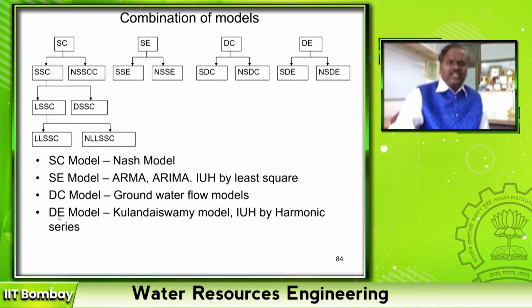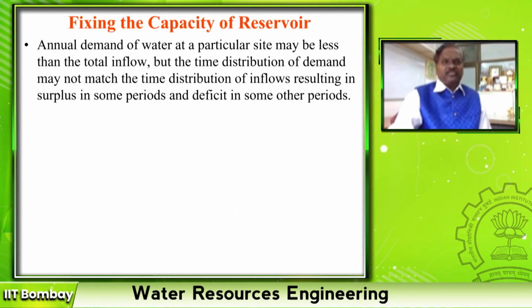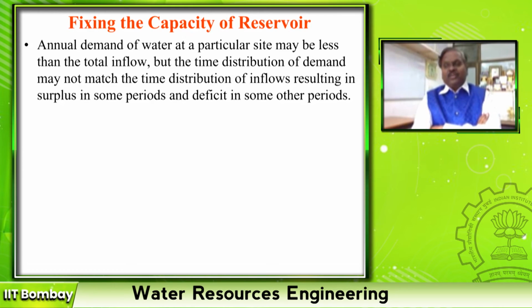Then deterministic empirical models, like the Kulandaiswamy model, who was my teacher when I was studying. Kulandaiswamy model, IUH by harmonics. They are all deterministic empirical models, right? So these are all different types of hydrological models, and when you take up this as your major in a master's degree, you will study those models in detail. But now as an undergraduate student, you know what the different types of models available in hydrology are.